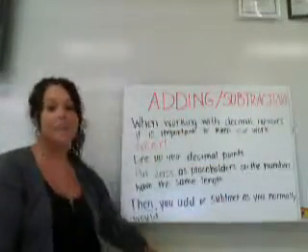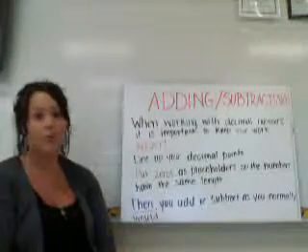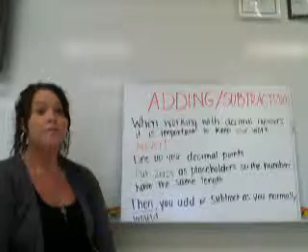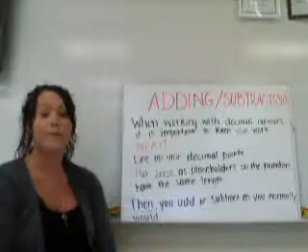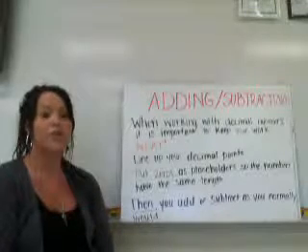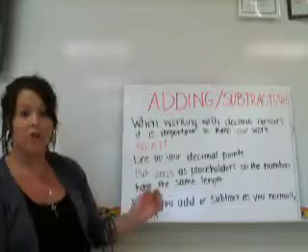We're going to look at adding and subtracting decimals. When working with decimal numbers, it's very important to keep your work neat. How we do this is by lining up our decimal points. We're going to put zeros as placeholders so the numbers have the same length. Then we add and subtract just like we have been doing for a long time now.